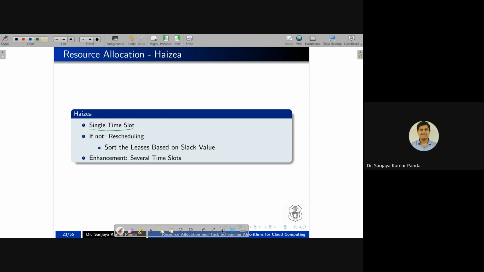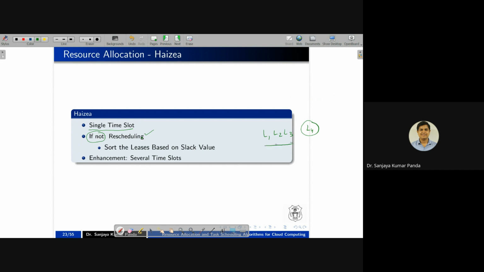For every lease, it is going to find a single time slot. But sometimes while you are assigning to resources, you will find that a single time slot is not available. So if a single time slot is not available, it will call the process of rescheduling. Rescheduling means suppose you have assigned L1, L2, L3, and while L4 is coming into the picture, you are not getting a single time slot. What will you do? You will call rescheduling.